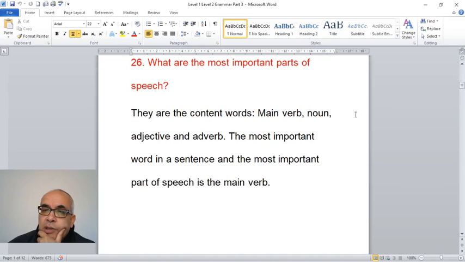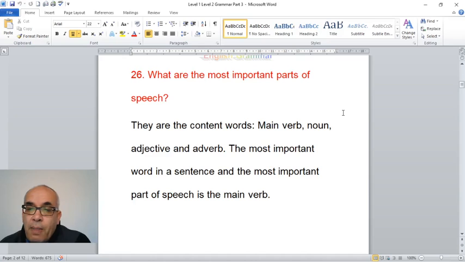26. What are the most important parts of speech? They are the content words. So main verb, which is number 1, the most important. Noun, the second important, adjective, and adverb. The most important word in a sentence and the most important part of speech is the main verb.